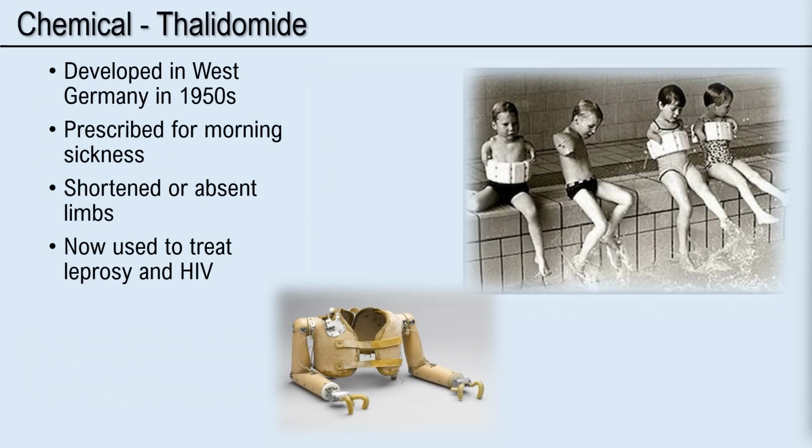Teratogens are not only infectious diseases but can be chemical too, as in the well-known case of thalidomide. Originally developed in West Germany as an antidote to morning sickness, thalidomide was used throughout pregnancy and saw significant limb defects in resulting fetuses. It is now used to treat leprosy and HIV, but precautions must be adhered to in prescribing the drug in pregnant patients.